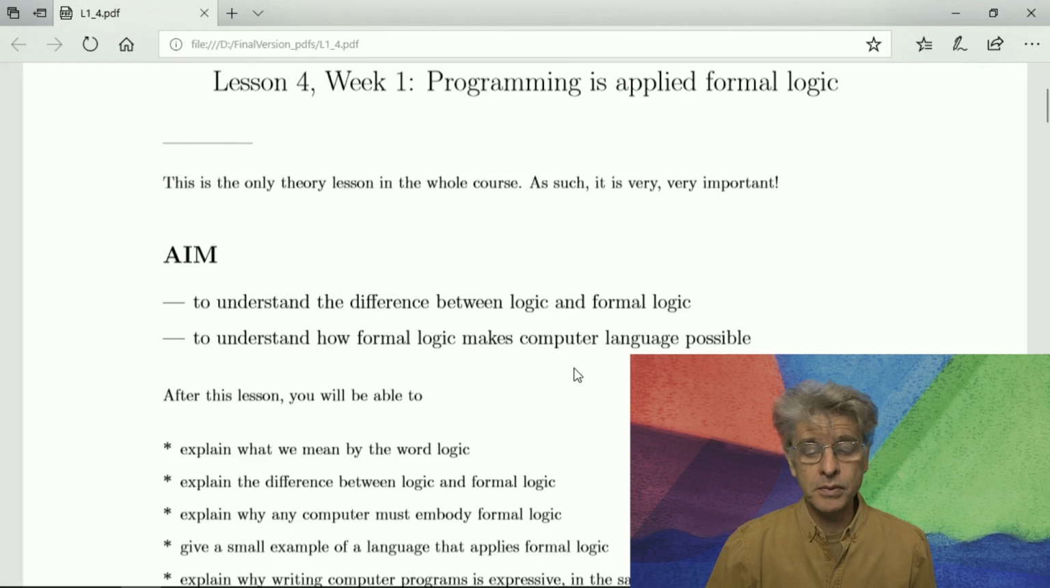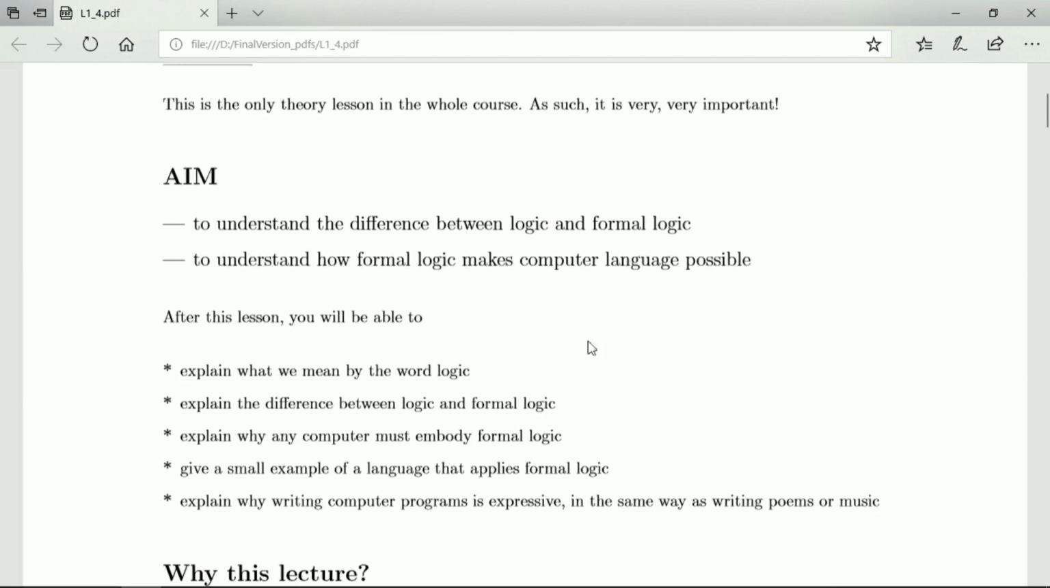So after this lesson, you should be able to explain what on this course we mean by the word logic and the difference between logic and formal logic. And you should be able to explain why any computer must embody formal logic. This lesson gives you a very small example of a language that applies formal logic to an extremely limited extent. And finally, you should be able to explain that computer programming is actually expressive in the same way as poetry and music.